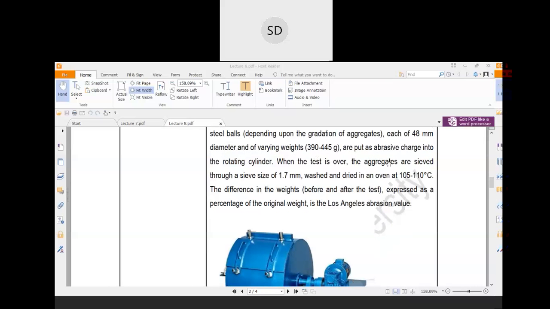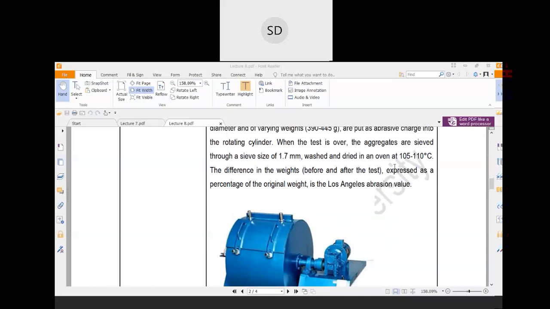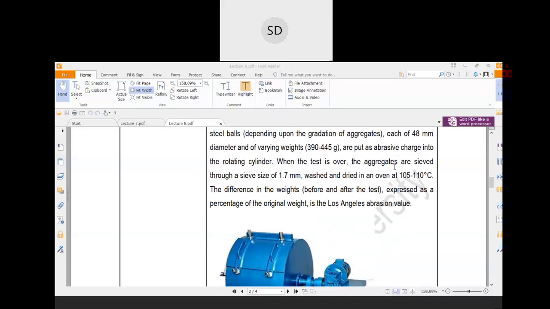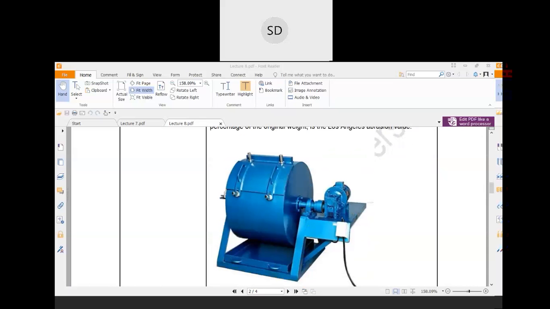Now when the test is over, the aggregates are collected, sifted through the 1.7 mm IS sieve, washed, and dried in an oven at 105 to 110 degrees Celsius. The difference in the weights, expressed as a percentage of the original weight, is the Los Angeles abrasion value. So you find out the total loss of weight, that is, the total final particles which pass the 1.7 mm sieve divided by the total weight of the aggregate, multiplied by 100%.